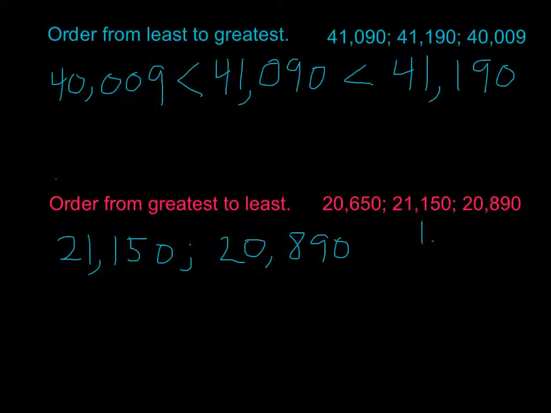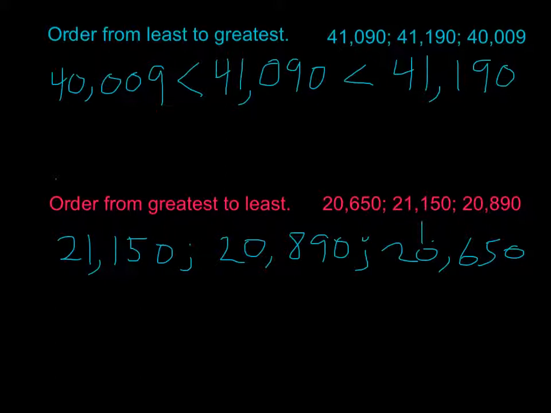And then we have our last one. And put a semicolon in there. And our last one is going to be 20,650. And as you can see, that is now in order from greatest to least. Meaning our largest number is at the beginning and our smallest number is at the end, which would be the exact opposite of this one up here.